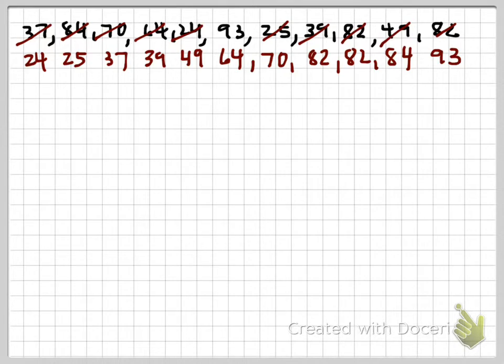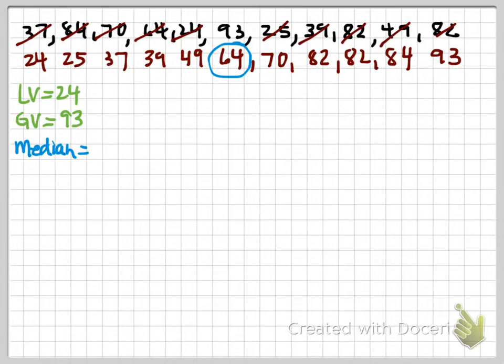Okay. So first thing I'm going to do is find my least value and my greatest value. Least value is, what is it? 24. Greatest value is 93. Next, let's figure out the median of the data. Because I have 11 numbers, the 6th number is going to be dead in the middle. So 1, 2, 3, 4, 5, 6. That leaves me 5 numbers in front of it and 5 numbers after it.